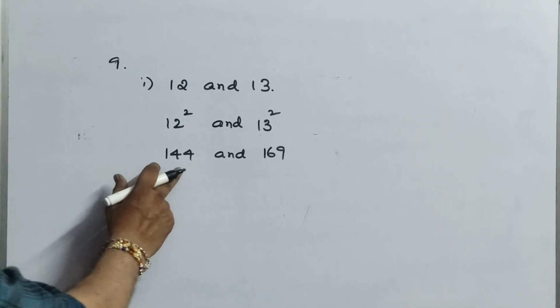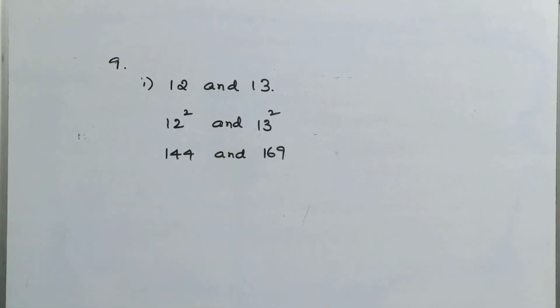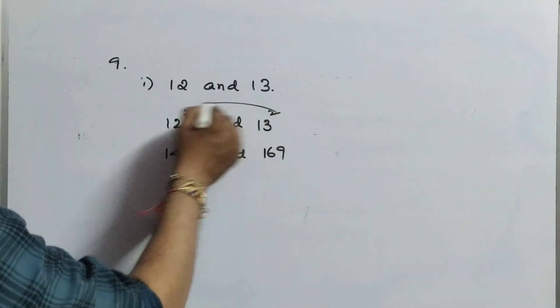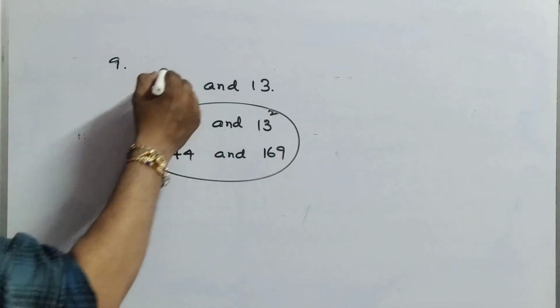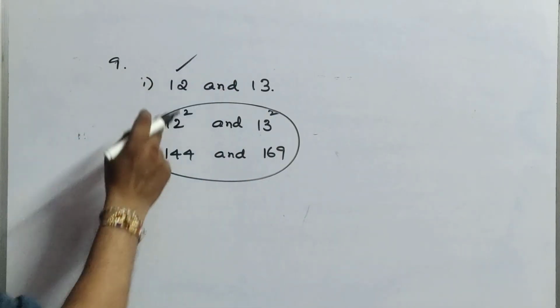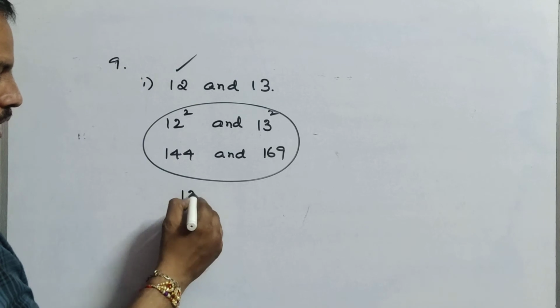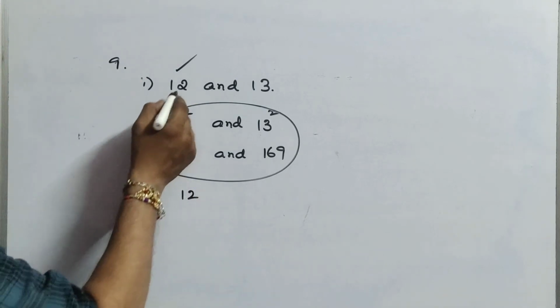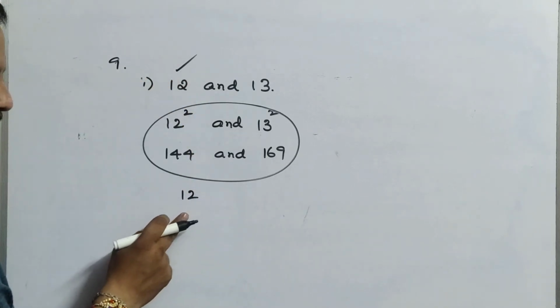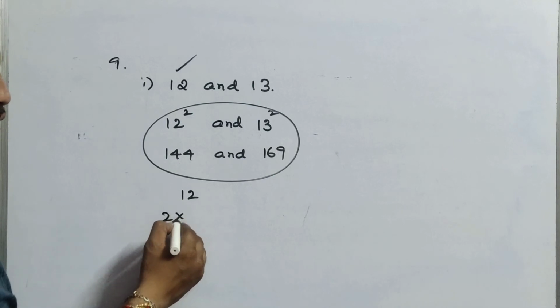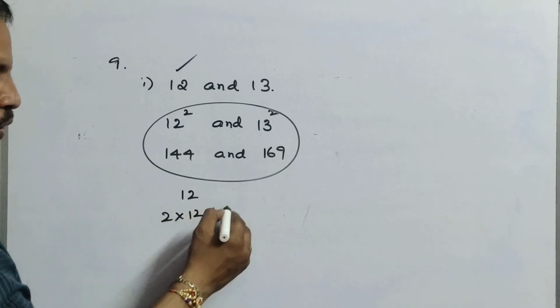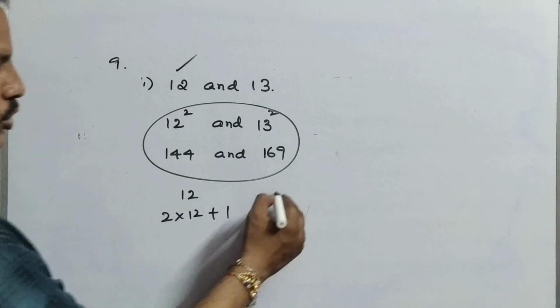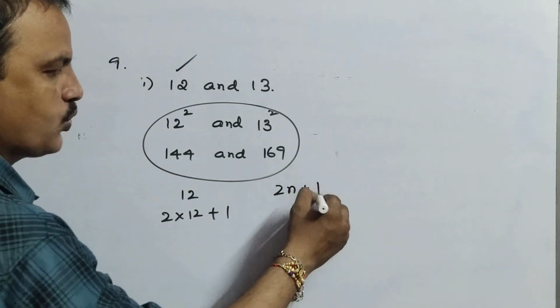But it is very difficult to find out if they are big numbers. So that's why I'll tell you a small trick. Instead of doing all this, just take the first number itself here. What is the first number here? 12. Whatever number is first, you just take that number. So multiply 2 into 12, plus 1. You add 1. That means the concept is 2n plus 1.